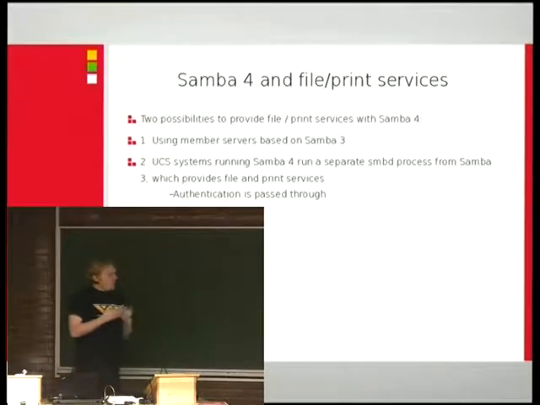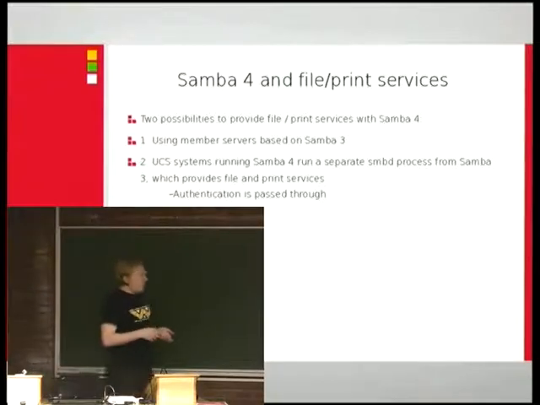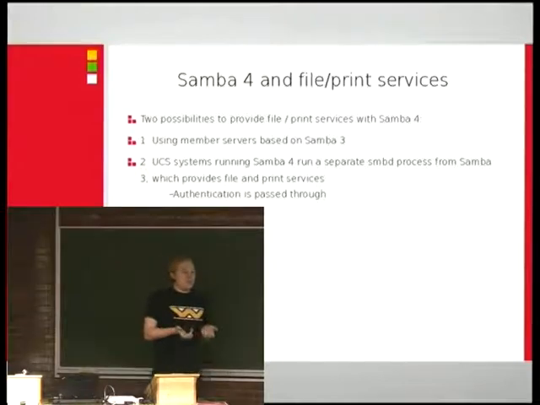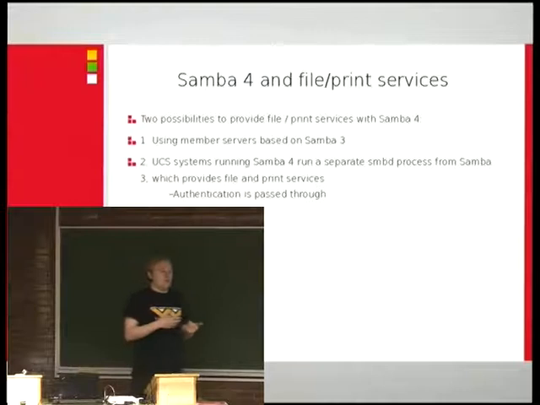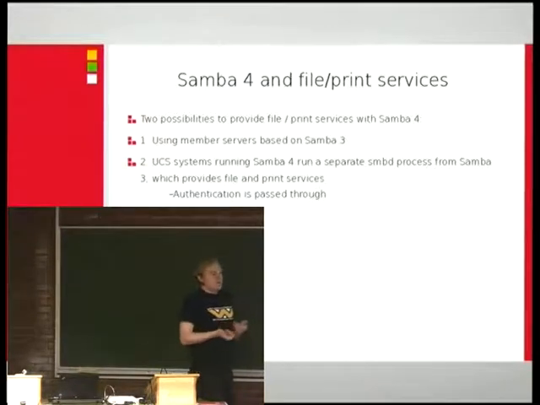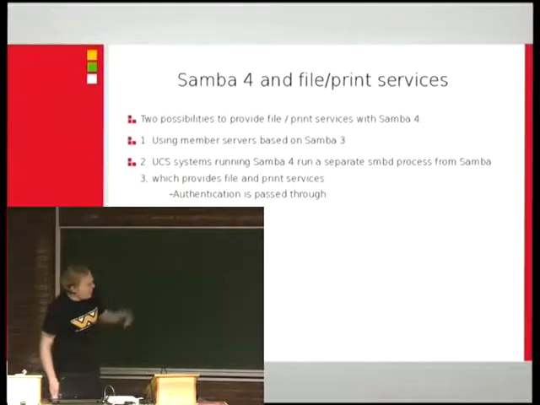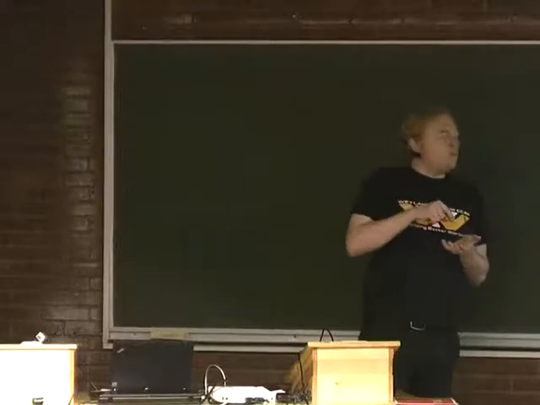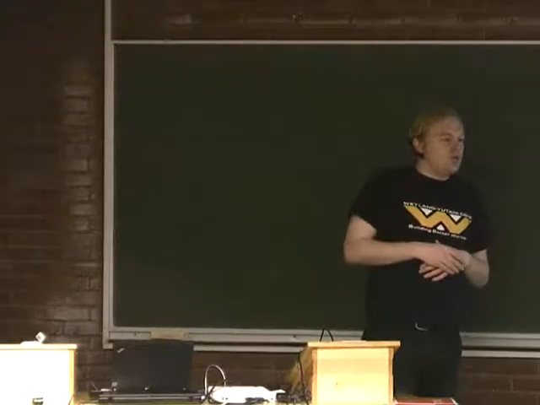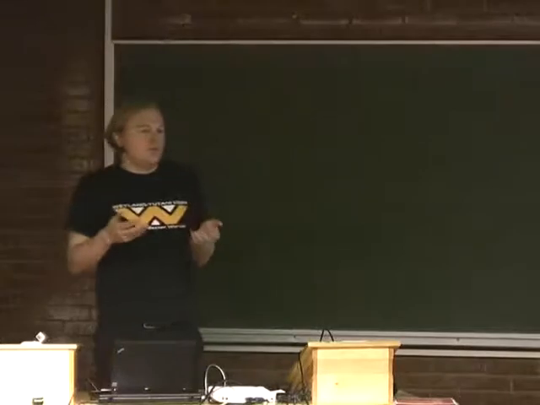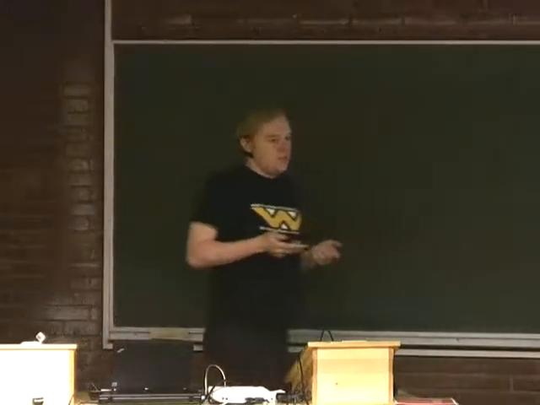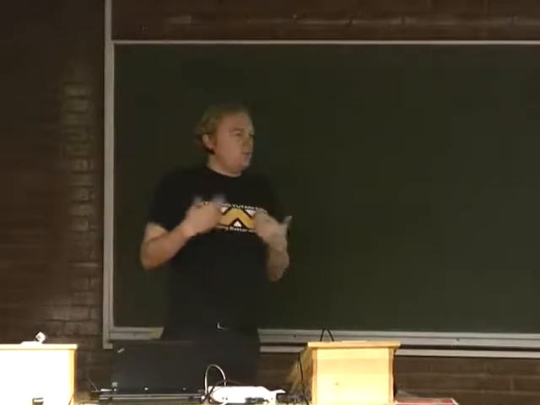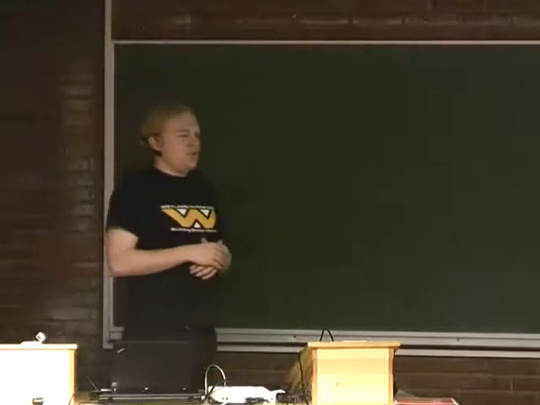And if you want to provide file and print services based on Samba 4, then there's the additional setup that the SMBD process from Samba 3 is running in addition to the Samba 4 daemons, and it's been configured so that authentication is directly passed through. The reason for that is that Samba 4 started to implement the file services in a new implementation, but at some point they decided to stop with this effort, and now it's only available for debugging purposes. And this kind of setup, which is outlined in the second point, is actually something which will probably be the default way of providing file and print services when there's a final release of Samba 4.